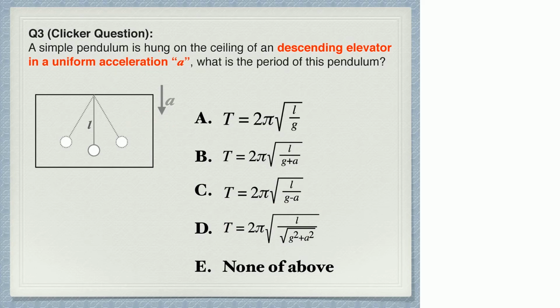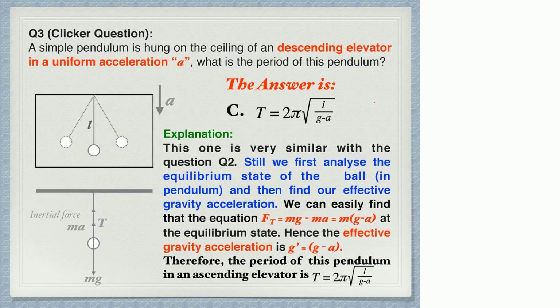A simple pendulum hung on the ceiling of a descending elevator. Now this elevator is descending with uniform acceleration a. What is the period of the pendulum? We'll adopt the same logic here. The answer would be with g minus a. This is similar to the question we just saw. We first analyze the equilibrium state of the ball in the pendulum and then find the effective acceleration. So we can find the equation.